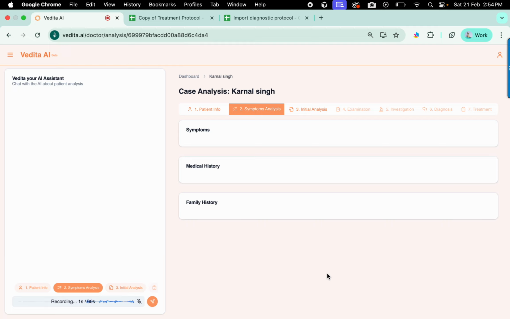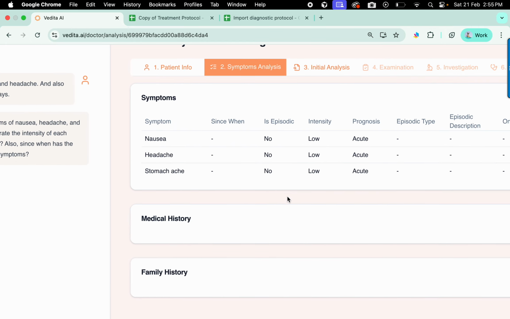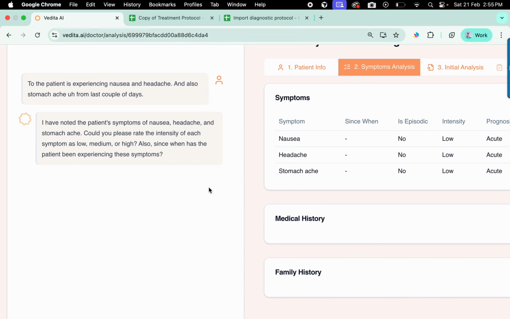So the patient is experiencing nausea and headache and also stomach ache from the last couple of days. So if I just say that, it is going to take whatever I said and prepare a case sheet here, but also let's say I'm not an experienced doctor, it is going to help me get better symptoms, better information from the patient. So it's asking me, please rate the intensity of each symptom: low, high, medium.